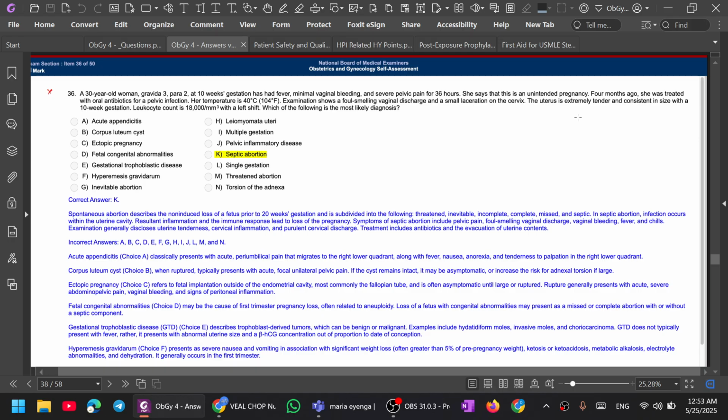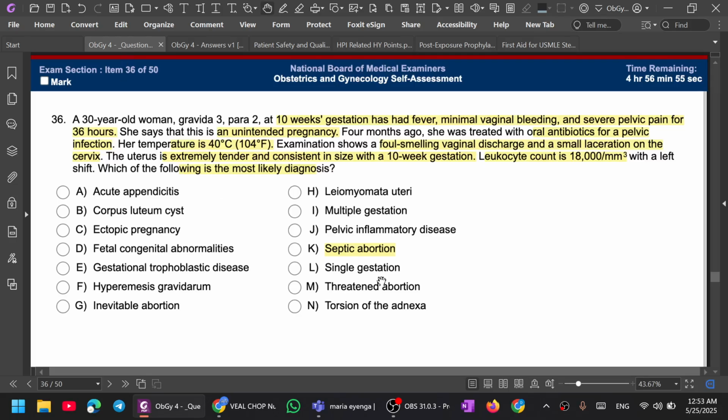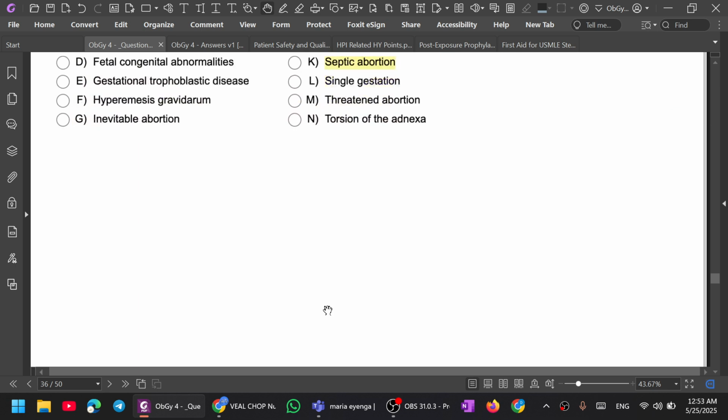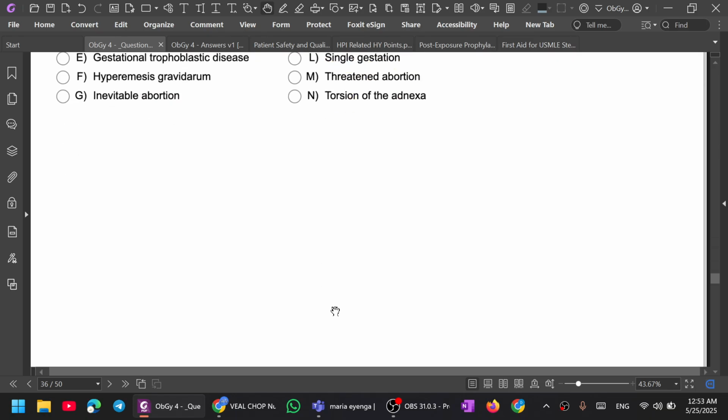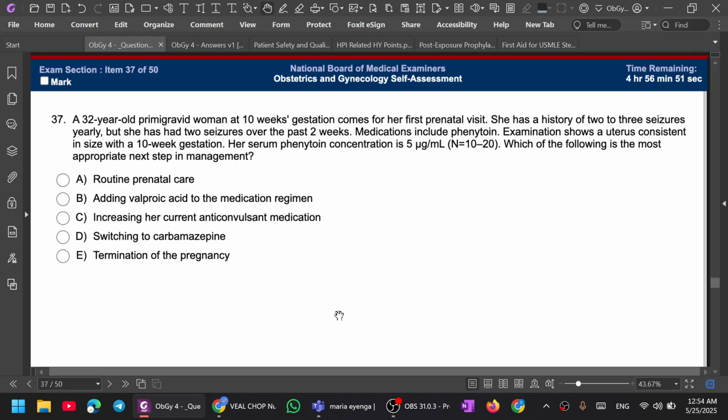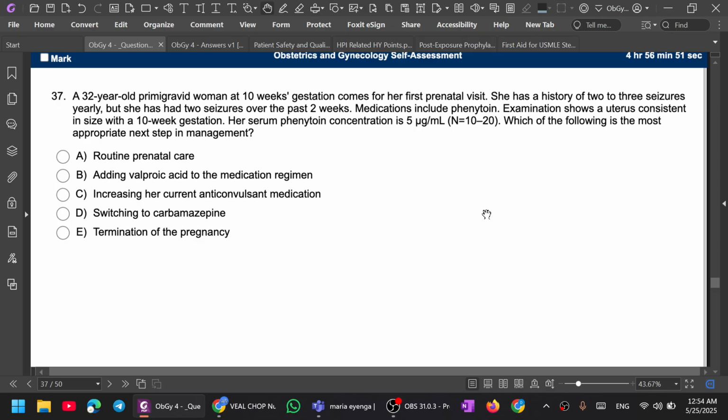In PID there is infection, but there is no product of conception, as far as I guess. So you're never going to see a PID pregnant woman. No, not really. I may be wrong, I guessed. I'm trying to make things make sense.